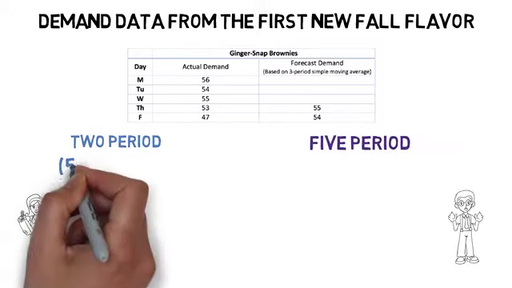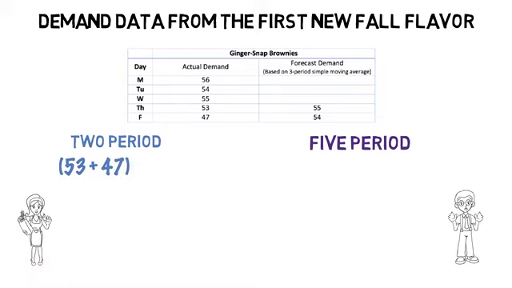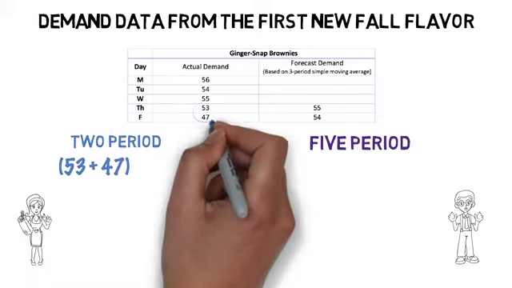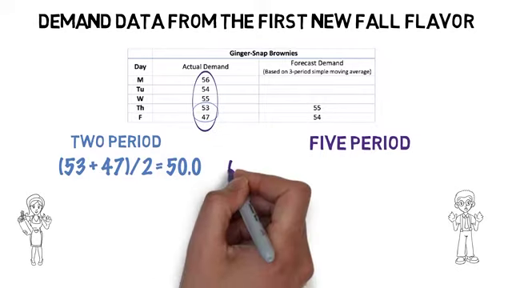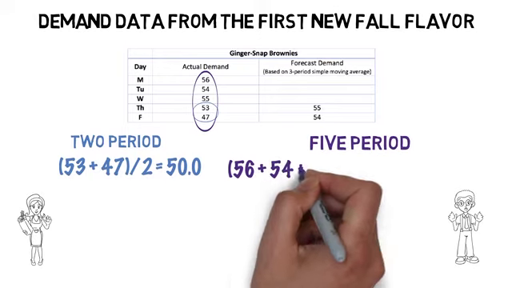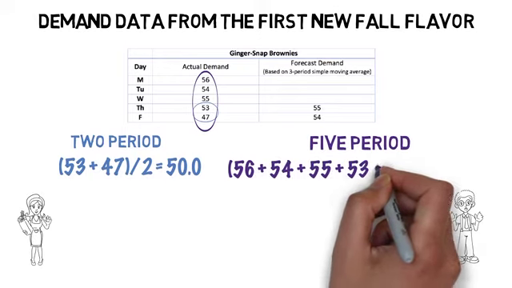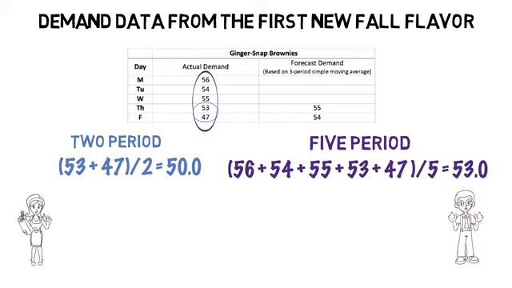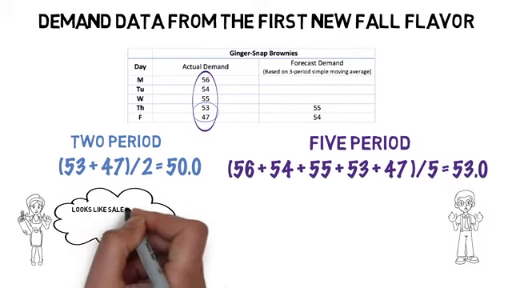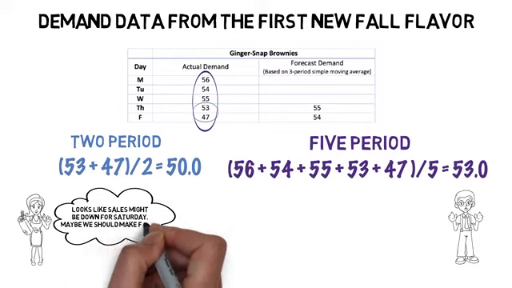Your 2-period forecast is equal to 53 plus 47, that is your last 2 time periods of demand, divided by 2, which is equal to 50. To calculate your 5-period forecast, you need to add up the demand for each of the last 5 days. That's 56 plus 54 plus 55 plus 53 plus 47, divided by 5. You'll get 53.